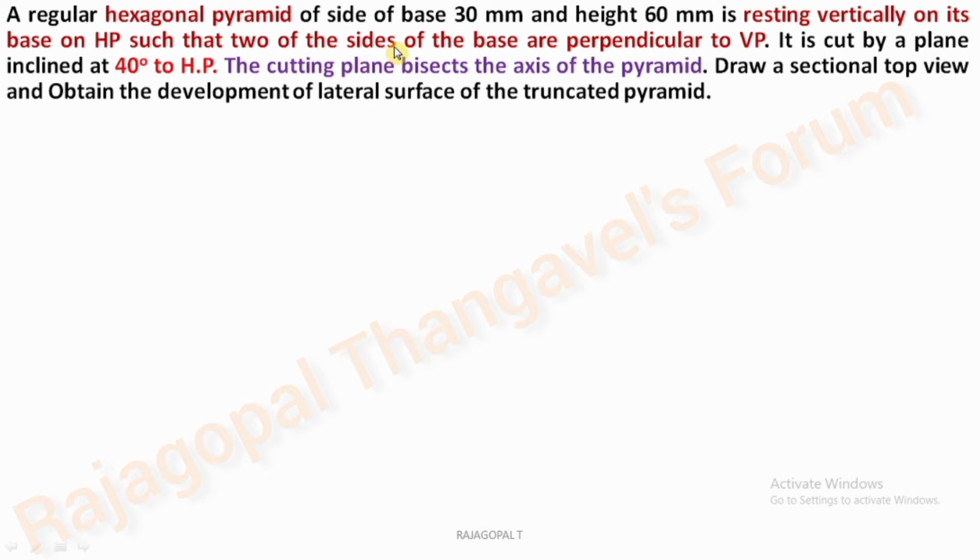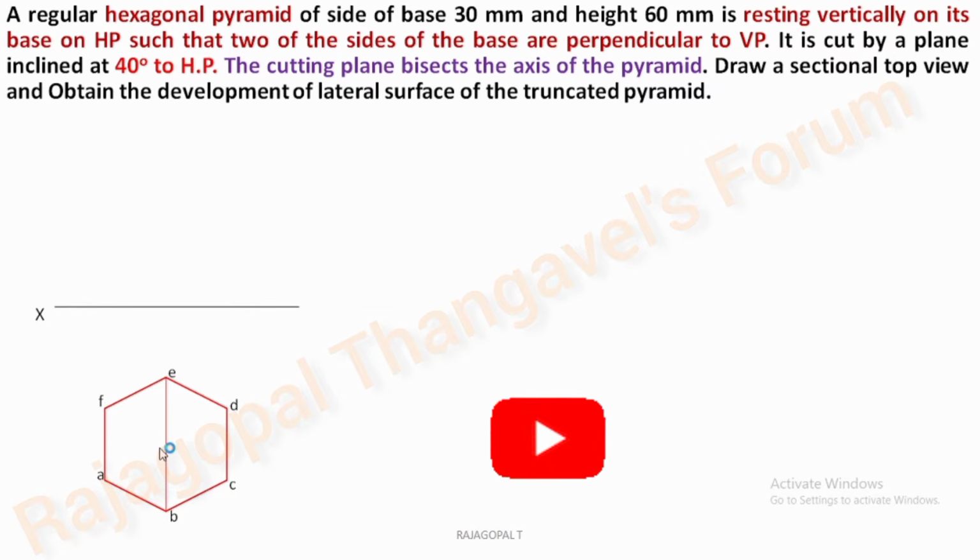What is the position of the hexagon? Two of the sides of the base are perpendicular to VP. Two sides of the hexagon must be perpendicular to XY. That is the condition given in this question. You can draw a hexagon. Always start your hexagon in a thin line.